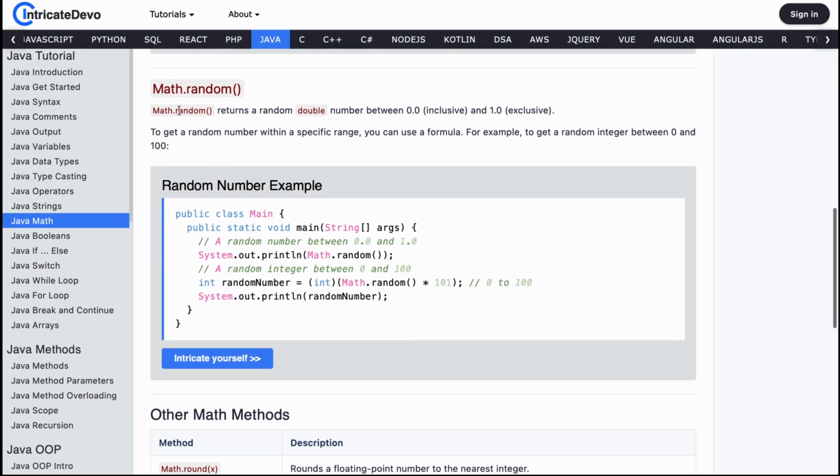Alright, let's talk about Math.random because this is where people usually get tripped up. By default, calling Math.random with empty parentheses gives you a decimal number between 0.0 and 1.0. It includes 0.0, but it never quite reaches 1.0.